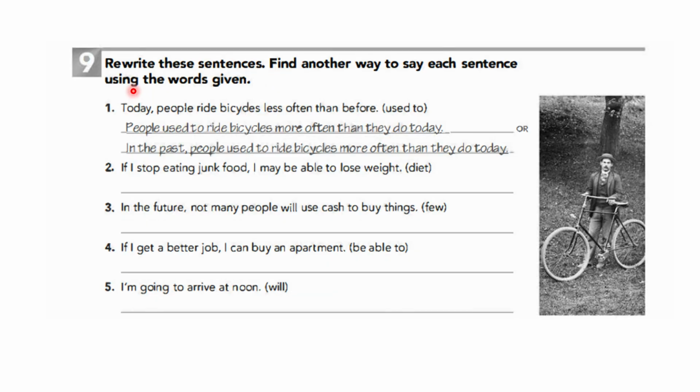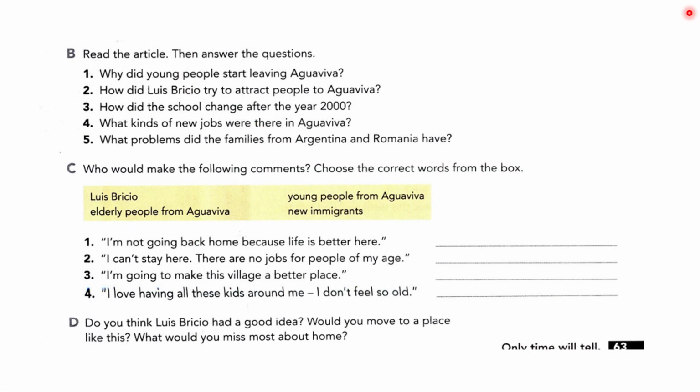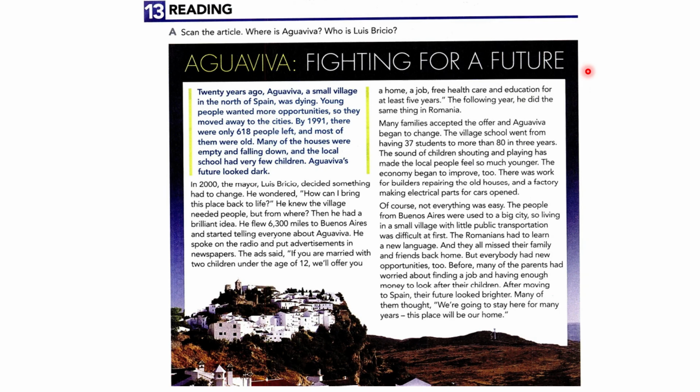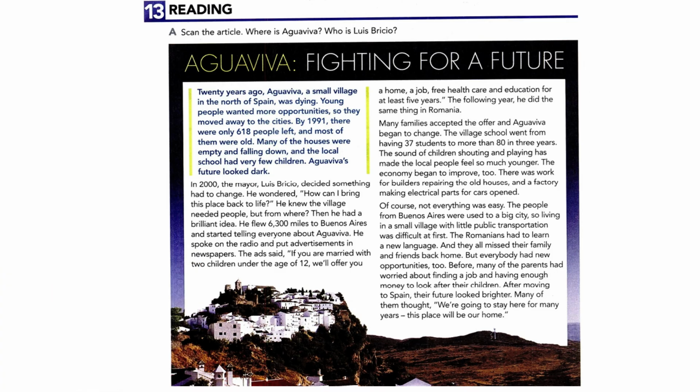Ok? Y por último tenemos este ejercicio, rewrite these sentences, find another way to say each sentence using the words given. Ustedes saben cómo es, tenemos que decir eso mismo utilizando las palabras que se encuentran en paréntesis. Y por último, ¿verdad? No nos podemos ir sin dejar un artículo. Bien, este será nuestro último artículo que vamos a leer el próximo miércoles. Vamos a ver, aquí tenemos 1, 2, 3 y 4.